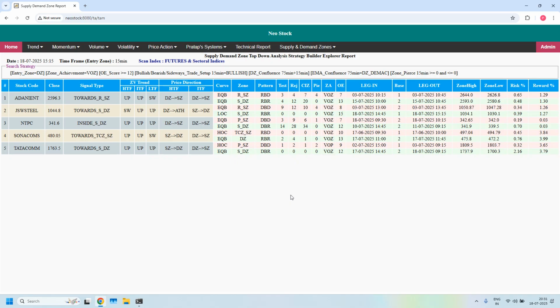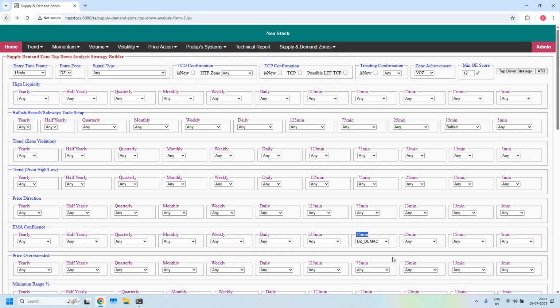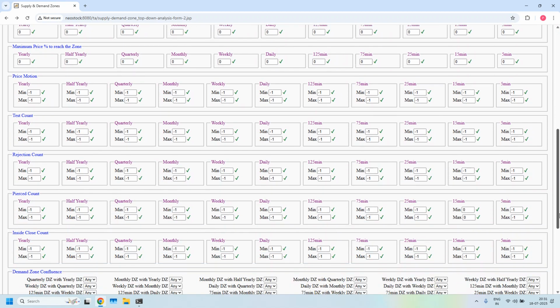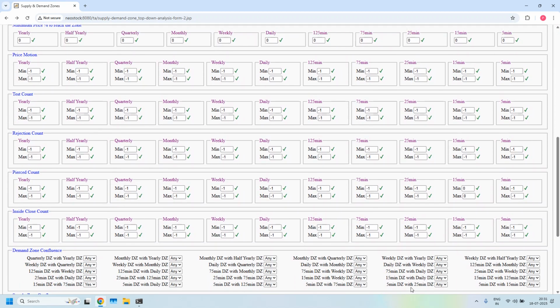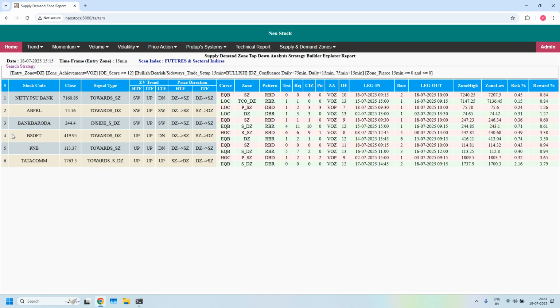Let us look into LTF, ITF, HTF demand zone confluence supported stocks. Removing the EMA filter. In the demand zone confluence, we have to set 3 filters. The first filter is already enabled. Next, 15 minutes and daily demand zone confluence, and 75 minutes and daily demand zone confluence. With all the 3 filters, we got 6 stocks.